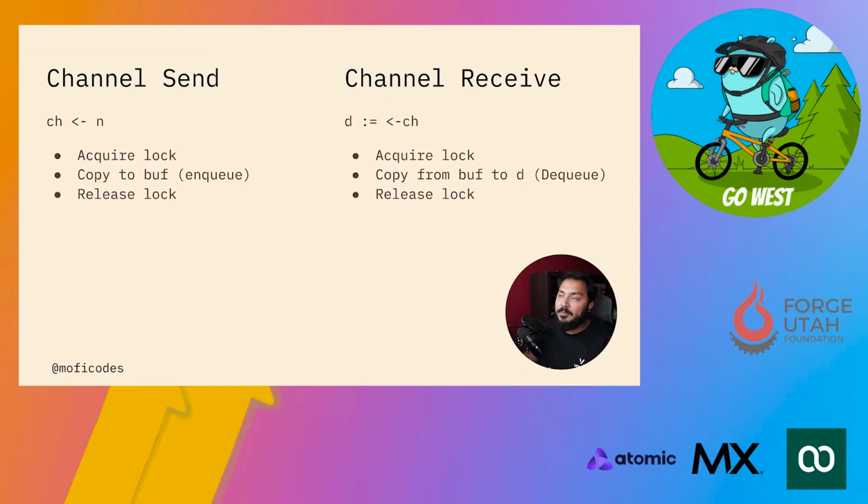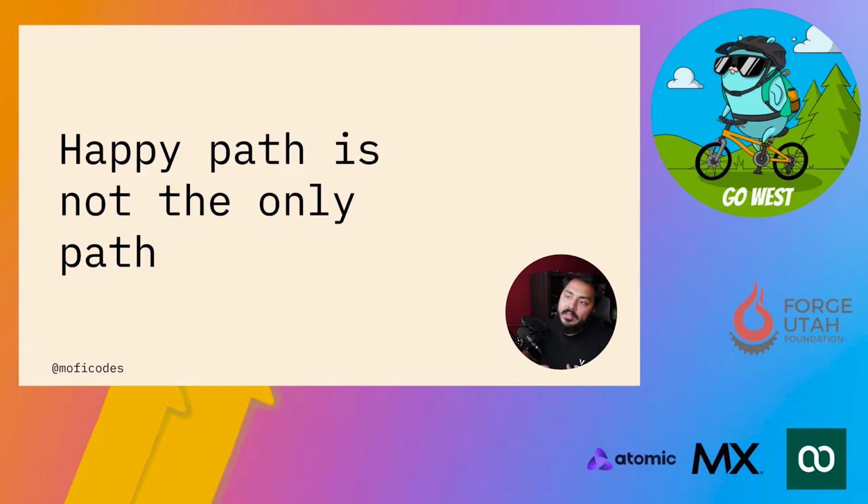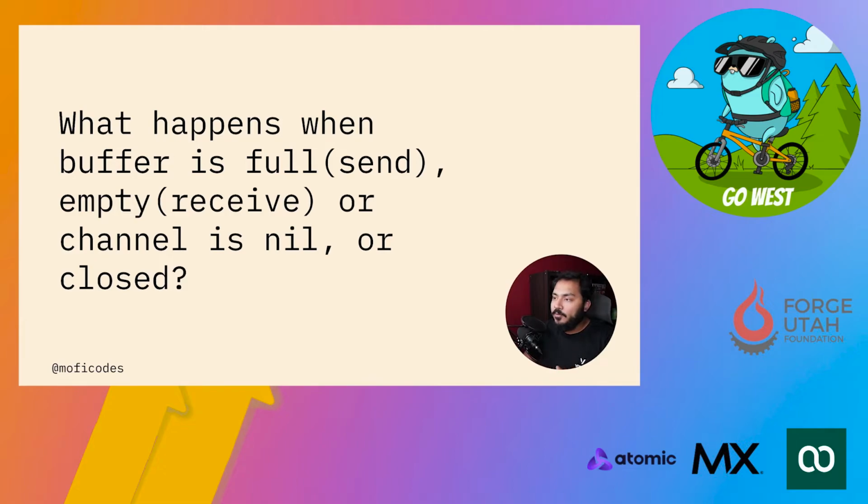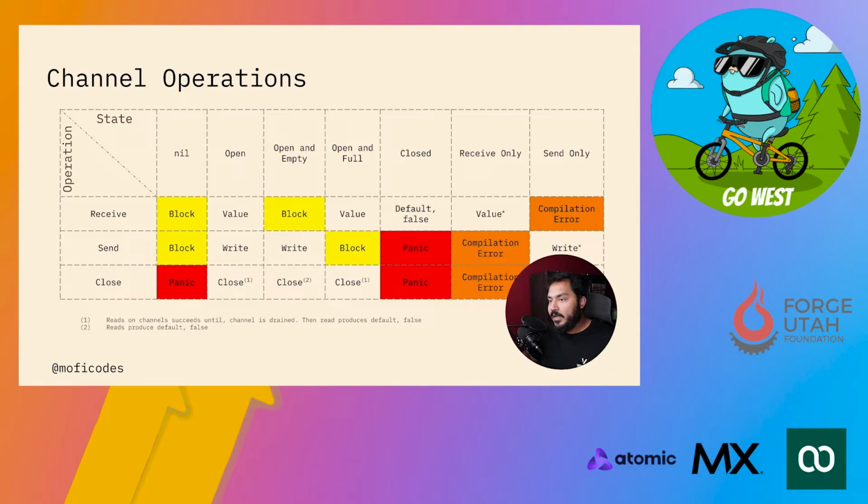So this is the happy path, right? But the happy path is not the only path. If this was all we needed to care about, life would have been much easier. But in a real world situation, when we write code, we have many more conditions. As we saw earlier on the chart, what are the different things that can happen? What happens when the buffer is full for send, or empty for receive, or the channel is nil or closed? These are all different conditions that are possible in our channels. How do we deal with that? Remember that chart we looked at with all the different things that can happen? Let's take a look at how these are dealt with in the Go source code.